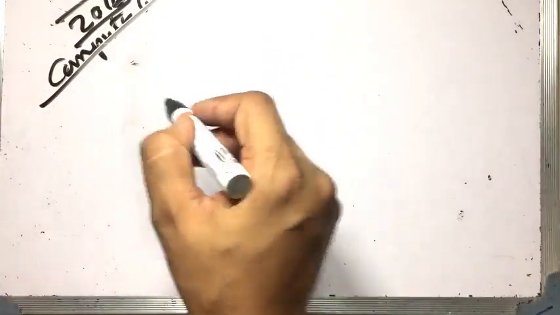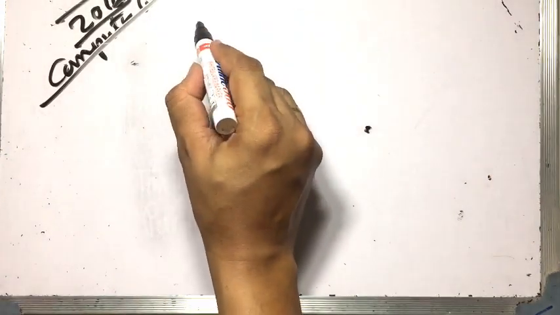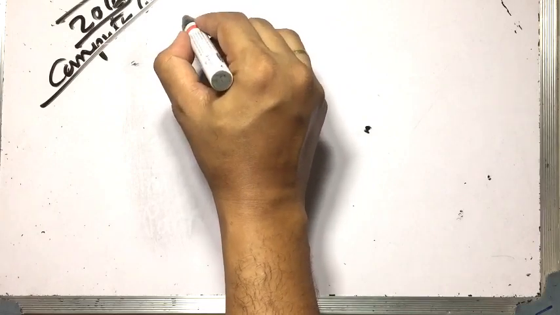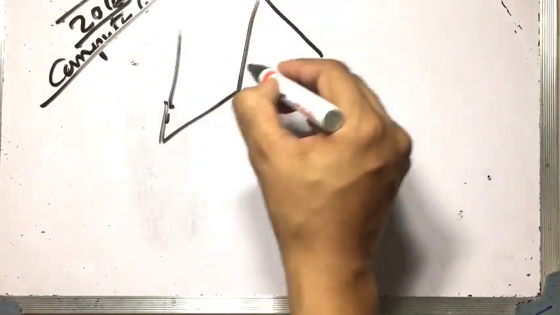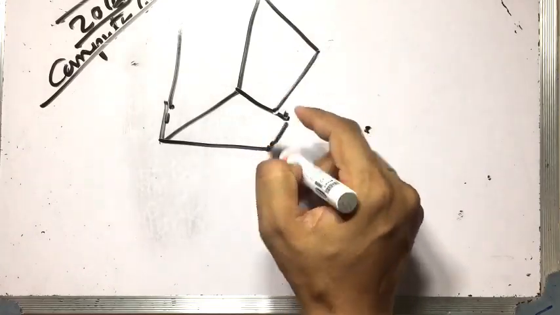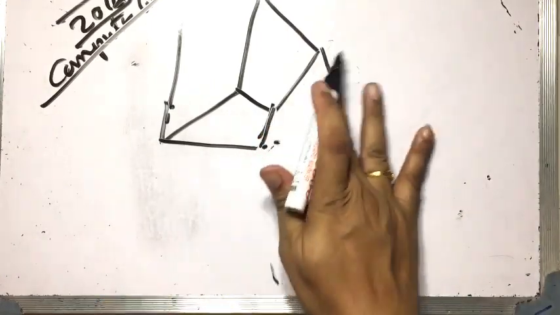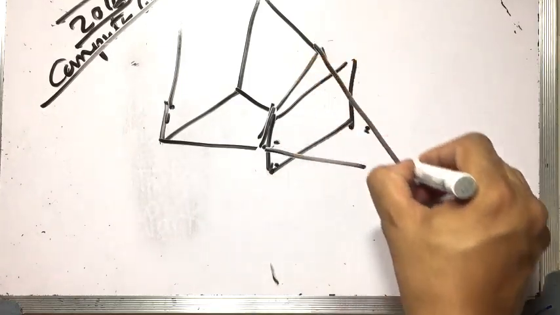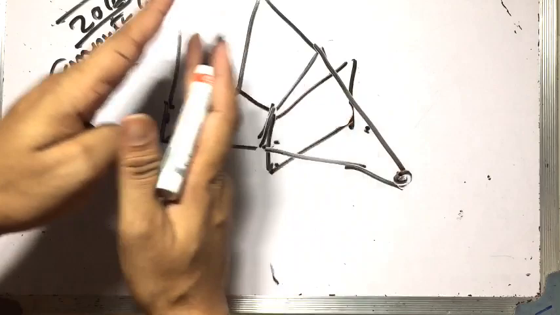Suppose this is the projection, this is the center of projection, that is the position reference point, and these are the views. This is the view plane, and this is the diagram. This is the reference point, these are the view planes, and this is the view volume.